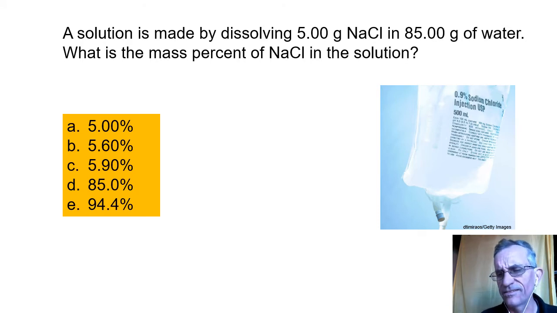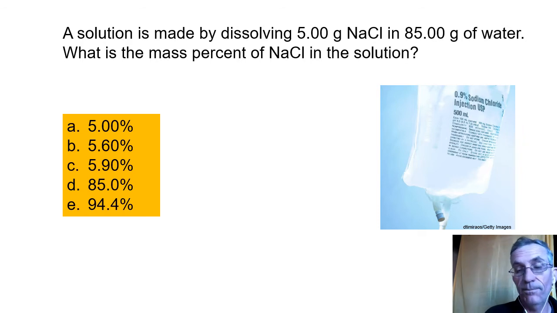So they show you a picture of an IV. This is sort of what an IV is, right? An IV is salt and water, or it can be. It could be sugar and water, salt and water, or both, actually. All right, so if you dissolve 5 grams of salt in 85 grams of water, what's the mass percent? Work it out. What'd you get? All right, well, let's see if you got it right.